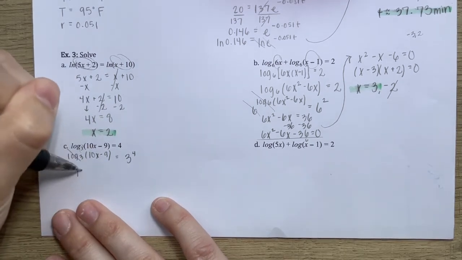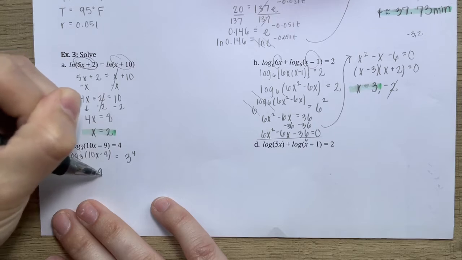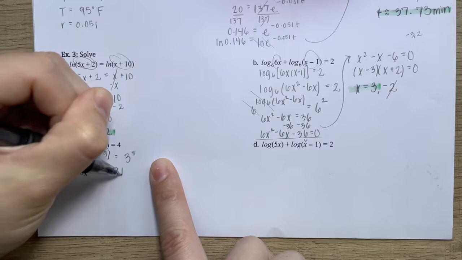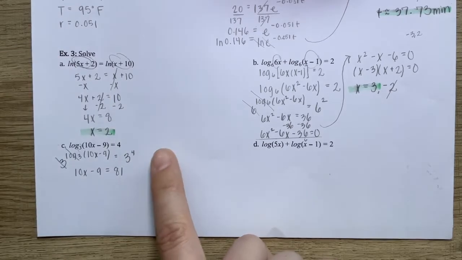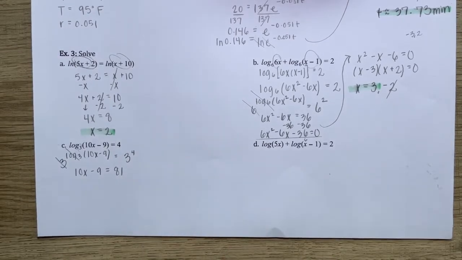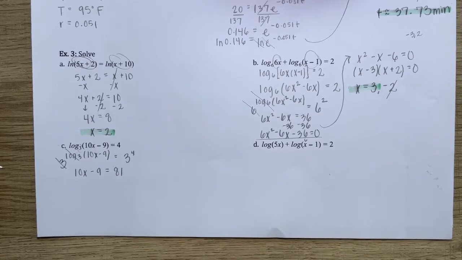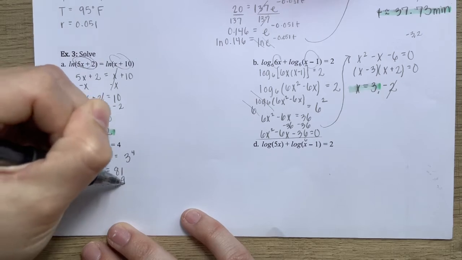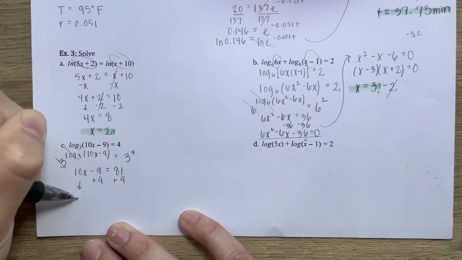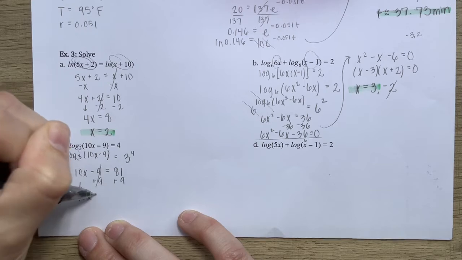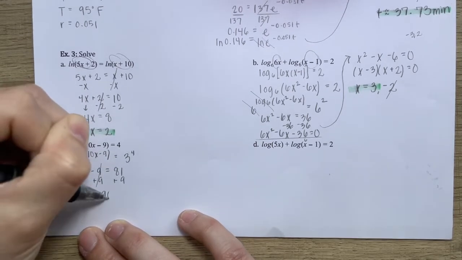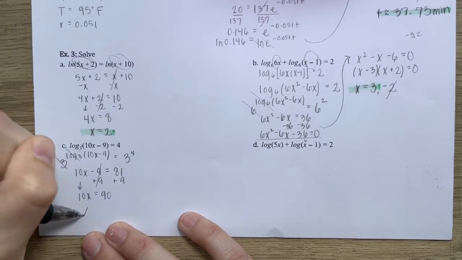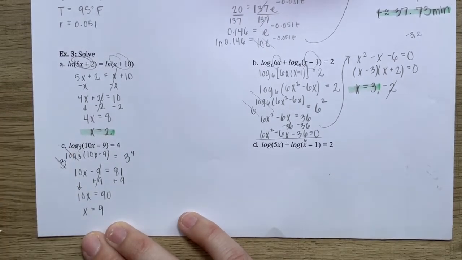So I'm just left with 10x minus 9 equals, sorry, not 3 minus 4, but 3 to the 4th power, so 81. And then if I want to solve for x, I need to cancel out this minus 9. I'm going to add 9 to both sides. I can bring down the 10x. These cancel out. 81 plus 9 is 90. And then if I divide both sides by 10 to isolate x, I get x equals 9.